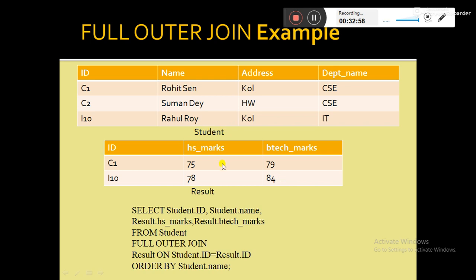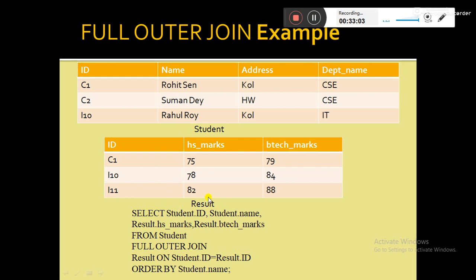Let's modify the student result section. Suppose another record is inserted, I11 82 88, but the corresponding record is not present. So if we do the full outer join, this record will also be selected. So what will be the next record? The corresponding record of I11 is not present in student, so the value against ID is set to null, the value against name is set to null, so null, then 82, 88.